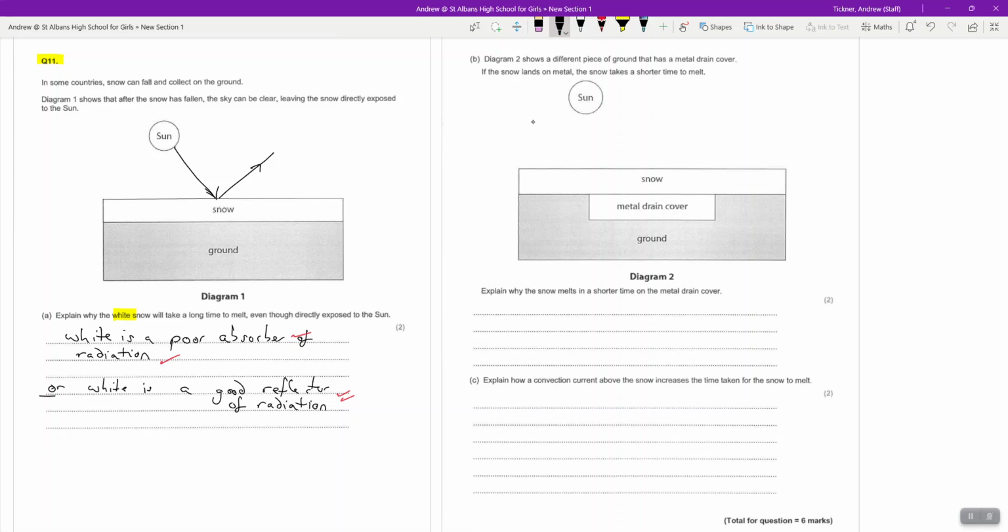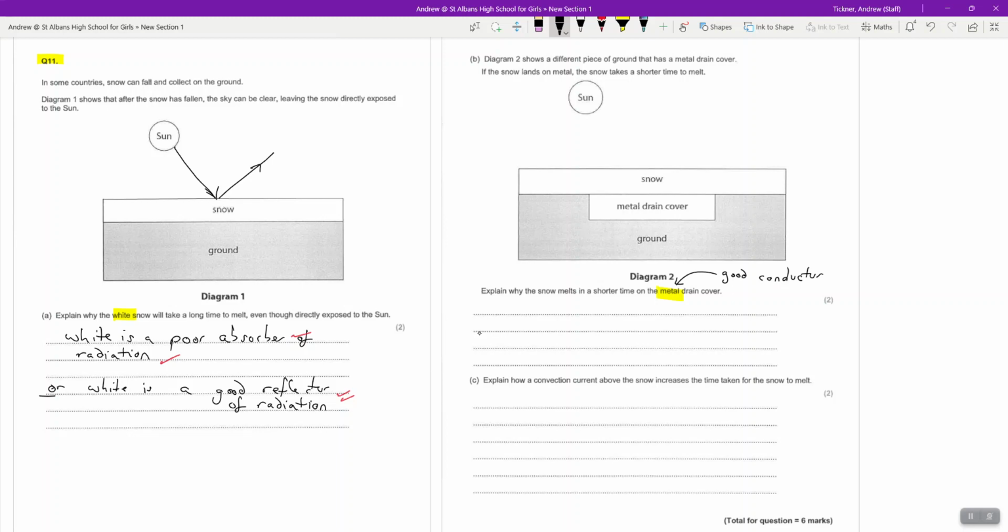Okay, so then we've got another diagram, and we've got a metal drain cover. I'm going to highlight the key word in this sentence, metal. Explain why the snow melts in a shorter time on a metal drain cover. Now, it's got nothing to do with the color of the metal. We're nowhere near radiation. We're interested in metal. What we know about metal is that metal is a good conductor.